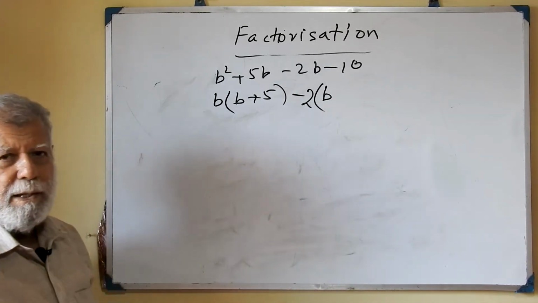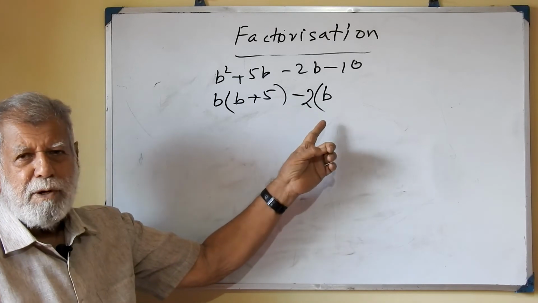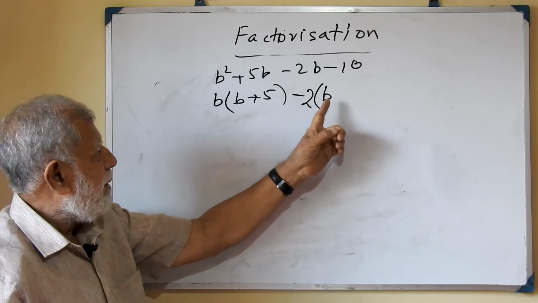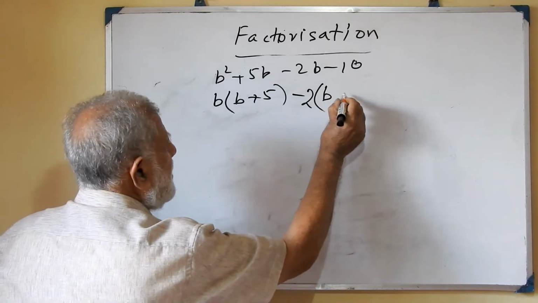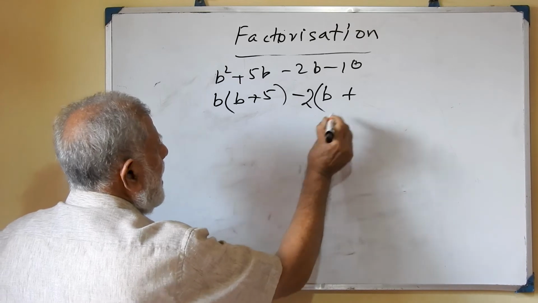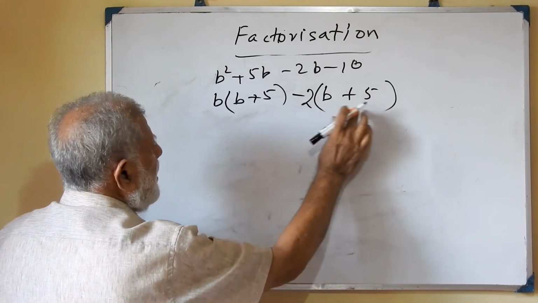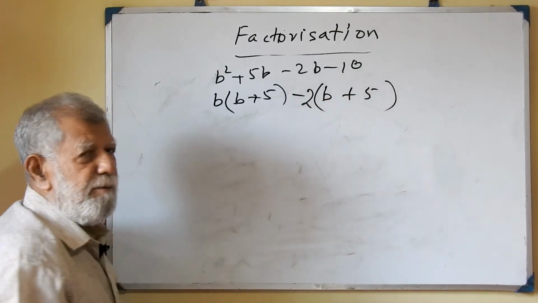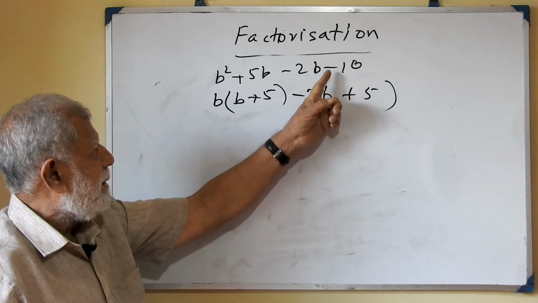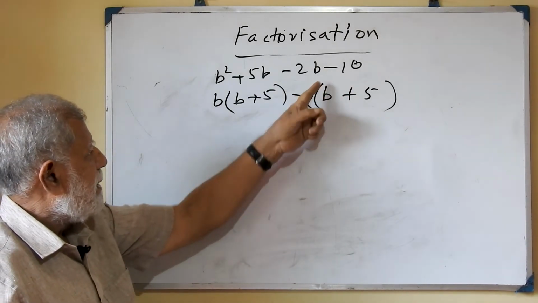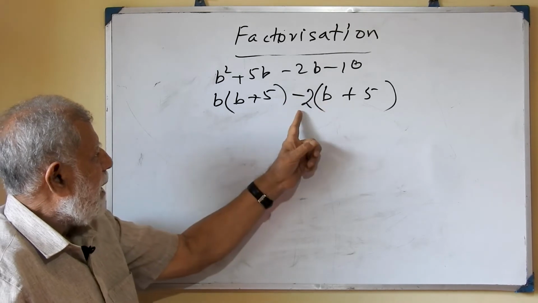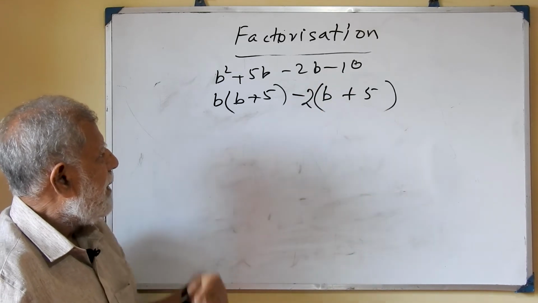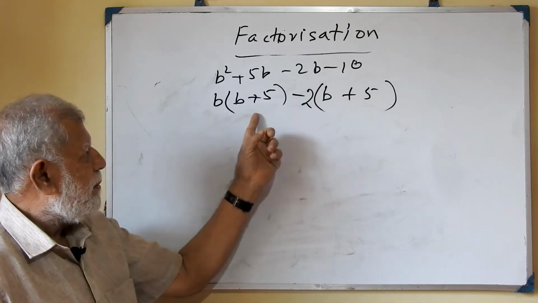Now there is a rule to say that if you put a bracket after a minus sign, the inside sign changes. That's the rule. So what happens is, because of the minus, this will become plus 5. Now when you remove the bracket, minus 2 into b, minus 2b, minus 2 into plus 5, minus 10. You must be very careful that you get this minus here when you remove the bracket. Minus 2 into b is minus 2b, minus 2 into plus 5, minus into plus is minus, 10. So now can you see, b plus 5 is common for all.